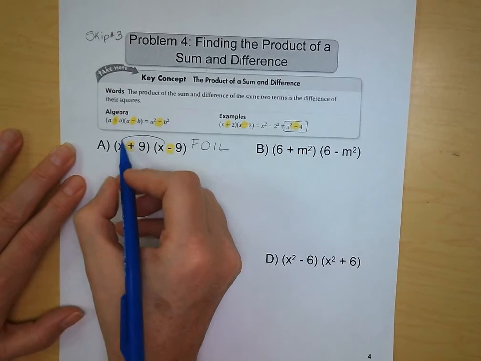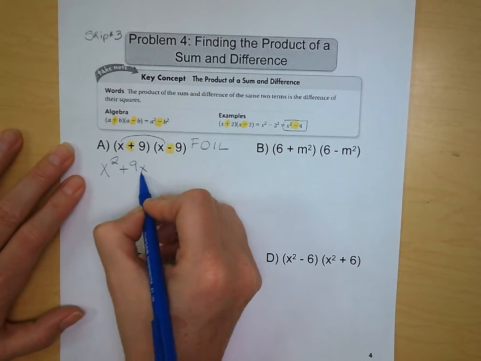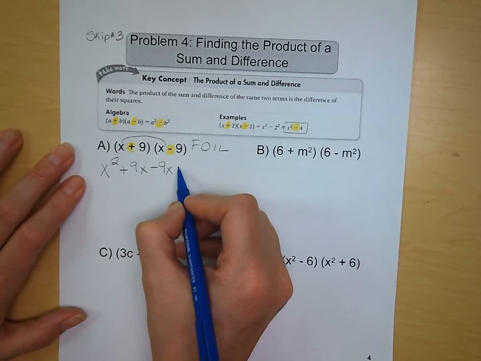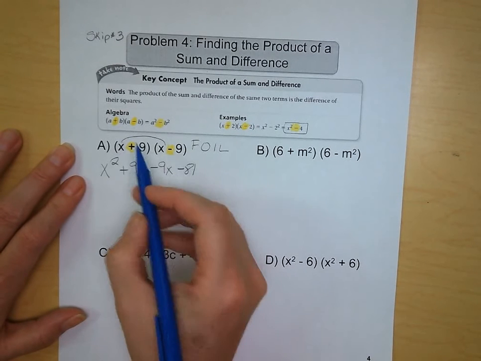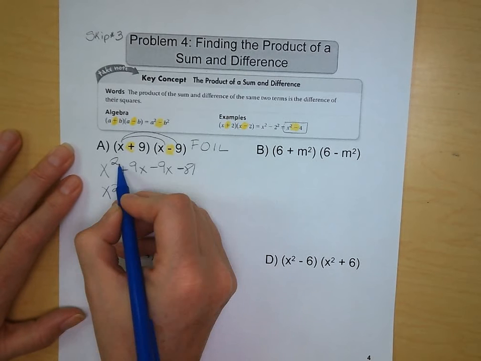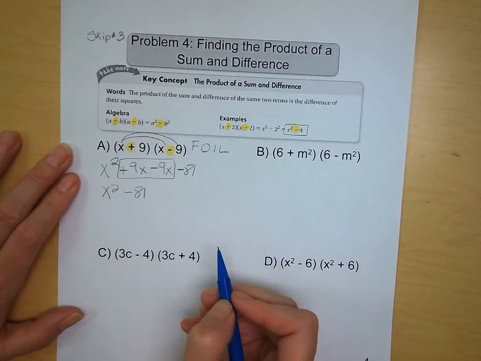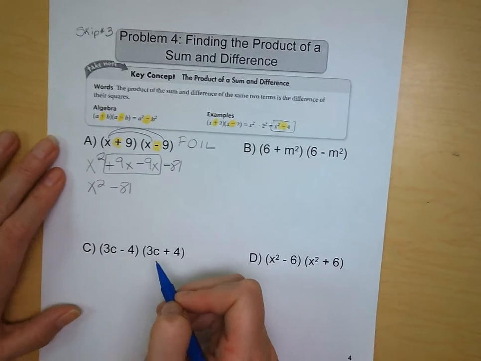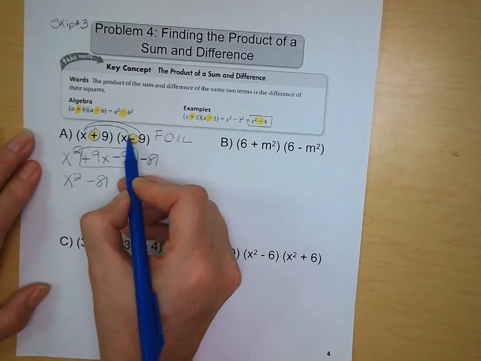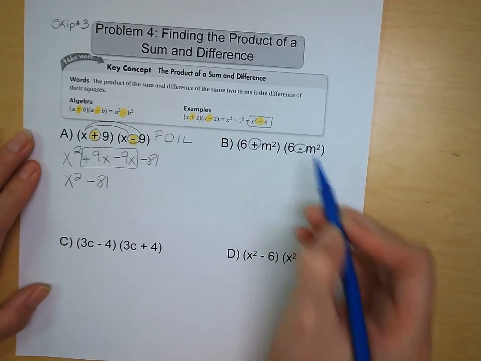So let's do this first one with FOIL. We have x squared minus 9x plus 9x minus 81. When we combine our like terms, we see that plus 9x and minus 9x cancel out, and we just have x squared minus 81. All right, so if you see that you are multiplying two terms where one is adding and one is subtracting, and they are the exact same terms, then you can use this strategy as a shortcut.